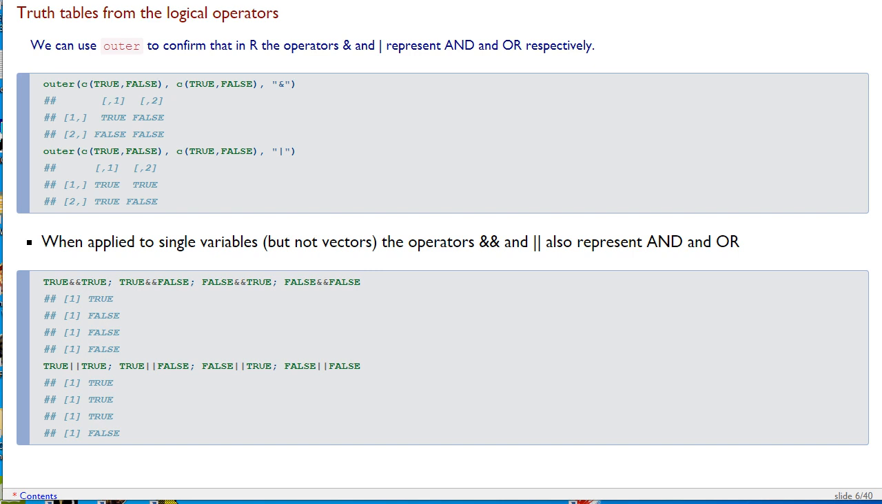So to show you what they do, I have to ask, what's true and true? It's true. What's true, double ampersand, false? It's false. All the others are false. Similarly, true, double vertical bar, true gives me true. And the only way I can get false is by computing false, double vertical bar, false. An easy mistake to make when you're analyzing data sets in R is to use the double operator when you should have used the single operator.